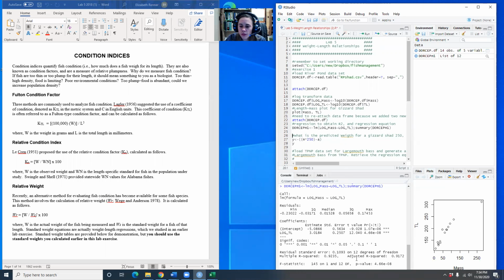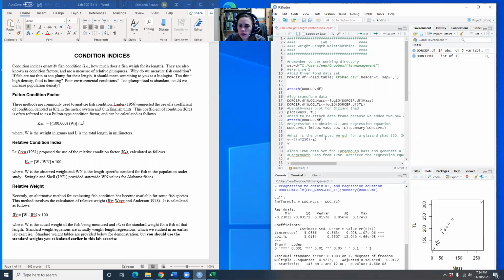We see we've got our multiple R squared of 0.9235, adjusted R squared of 0.9172, our F statistic, and a p-value that is highly significant. So what's the predicted weight for a gizzard shad that's 250 millimeters long? Let's go ahead and run this.